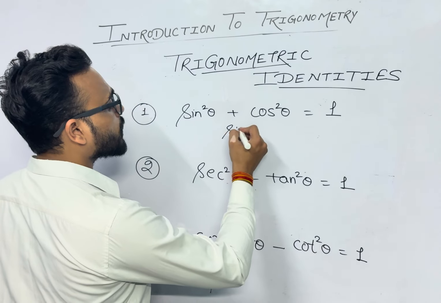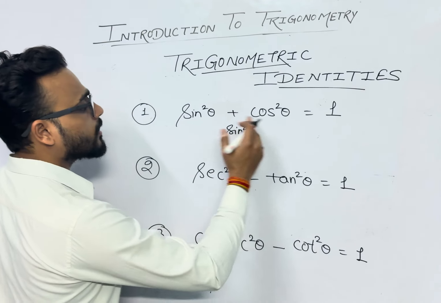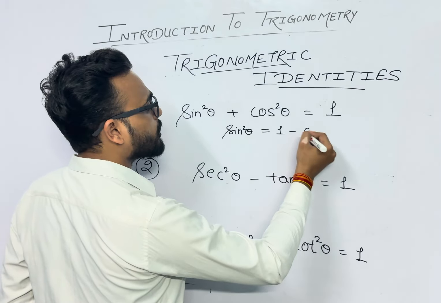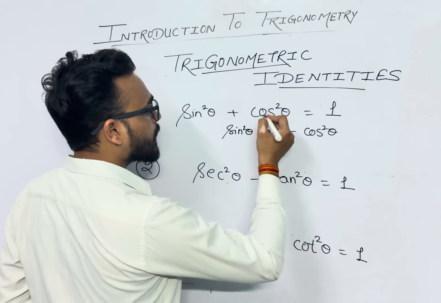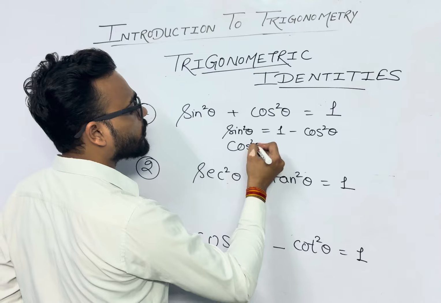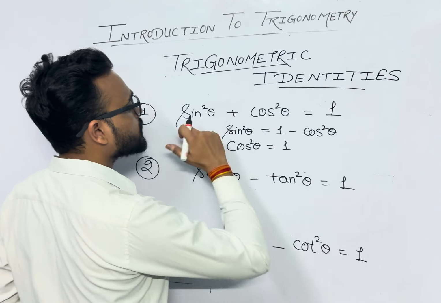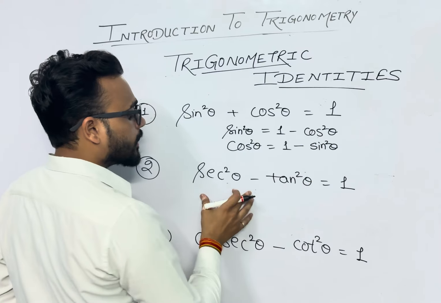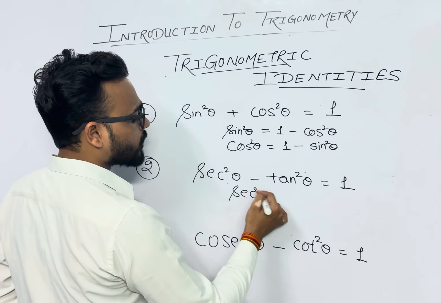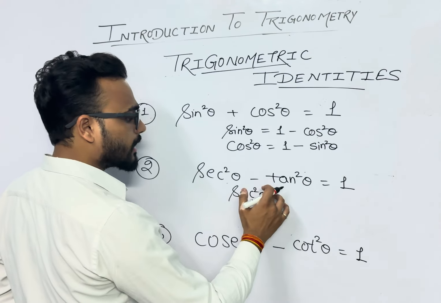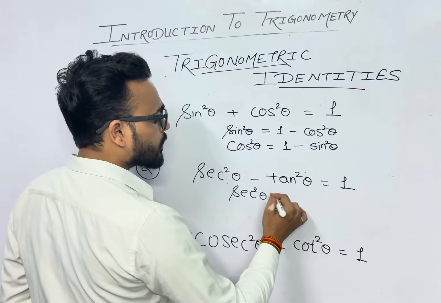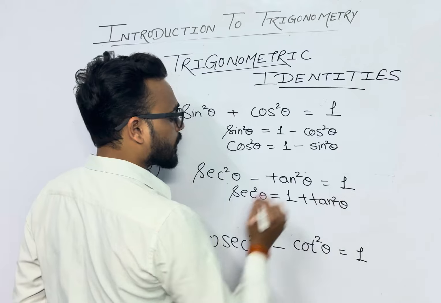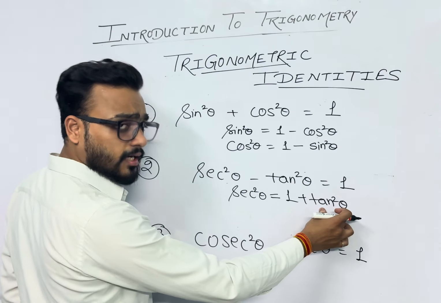So if we want the value of sine square theta, cosec square theta goes to the right side and it becomes 1 minus cos square theta. Another one, the value of cos square theta is 1 minus sine square theta. Here we find the value of sec square theta: minus tan square theta goes to the right side and it becomes 1 plus tan square theta.